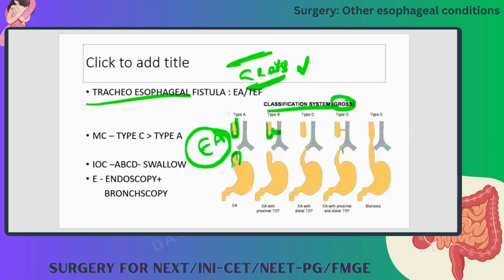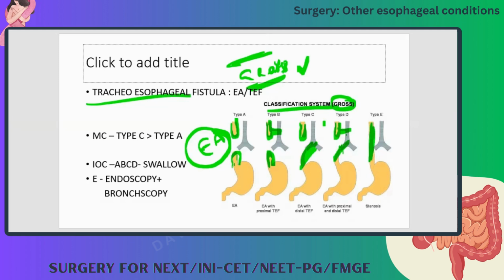here the esophagus is connected with the trachea. Below it is not connected. So this is esophageal atresia with proximal fistula. See here, there is only esophageal atresia and there is a distal fistula. See here, there is esophageal atresia with proximal and distal fistulas, both are there. And here there is only stenosis.